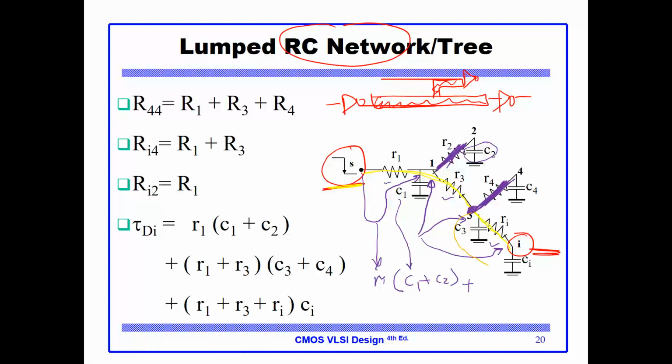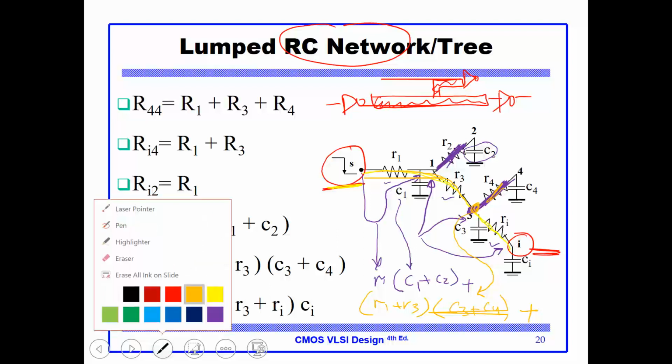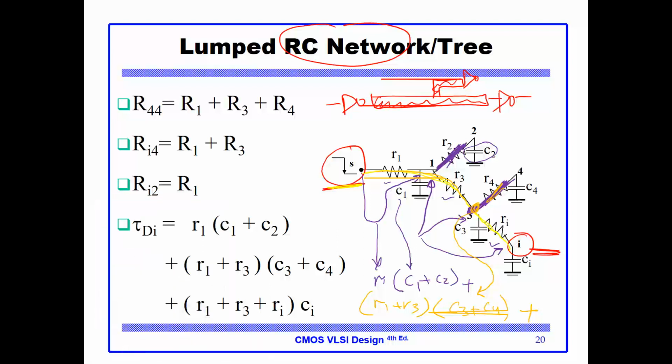So the delay for this one is, we have two resistances, R1 plus R3, times the capacitance in this node, which is C3 and C4. Okay, plus now I'll have to use the last node here, which is this one here.